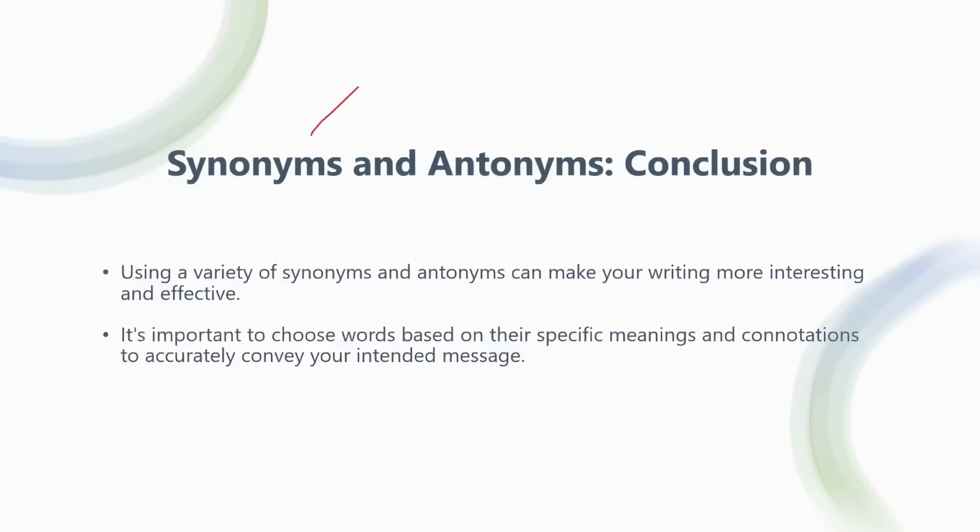Antonyms and synonyms, using a variety of words like synonyms or antonyms, can make your writing more interesting and effective. It's important to choose a word based on its specific meanings and connotations to accurately convey your intended meaning. So connotation, as discussed previously, are contextual meanings. Some words have different dictionary meanings, and they are different when using contextual meanings.